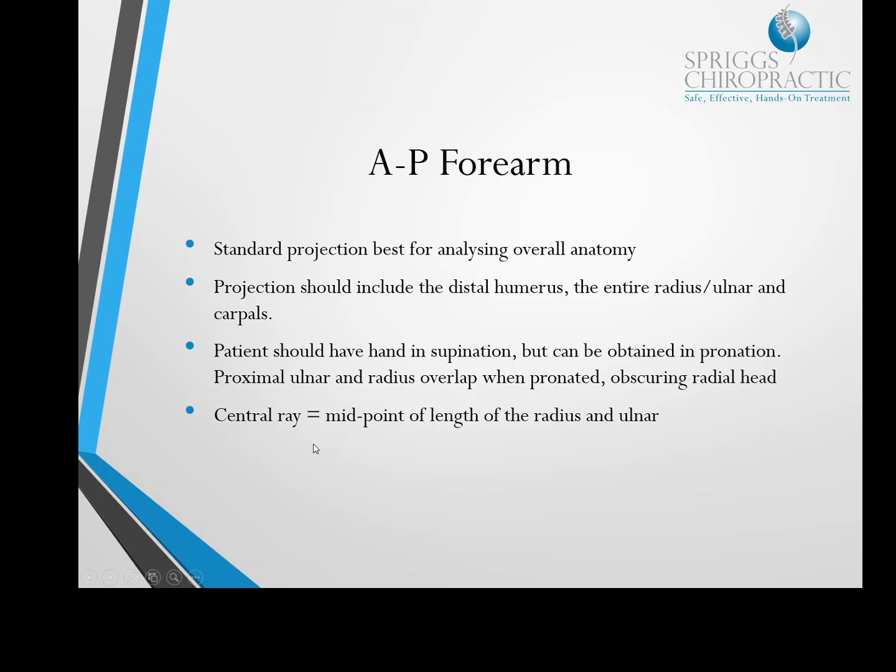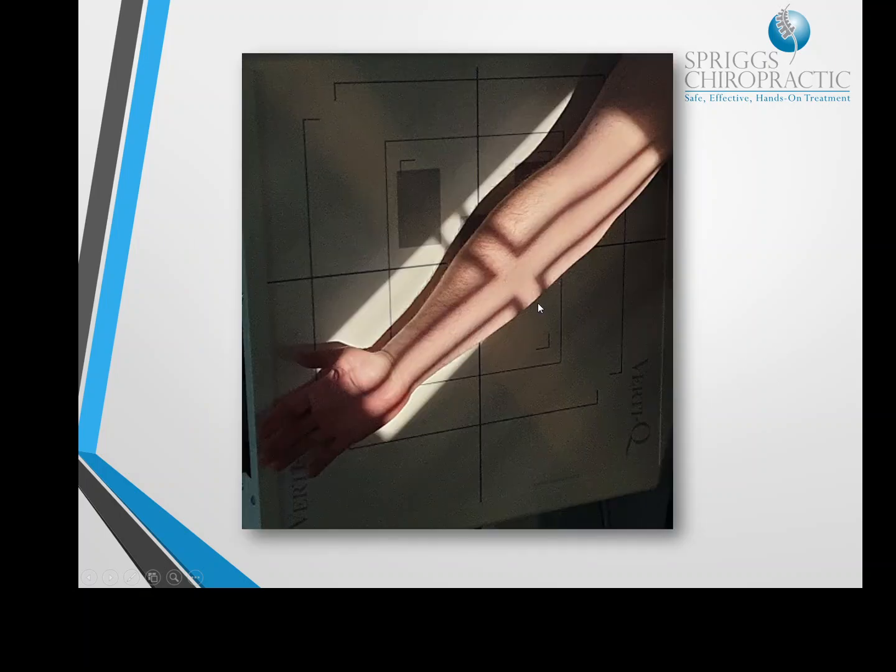Central ray is at the midpoint of the full length of the radius and ulna. Okay, so just here, the approximate midpoint is where the central ray will be along the length of the ulna and radius, and you will also include, like I said, the carpals, and you will also include the elbow, all in the same image.